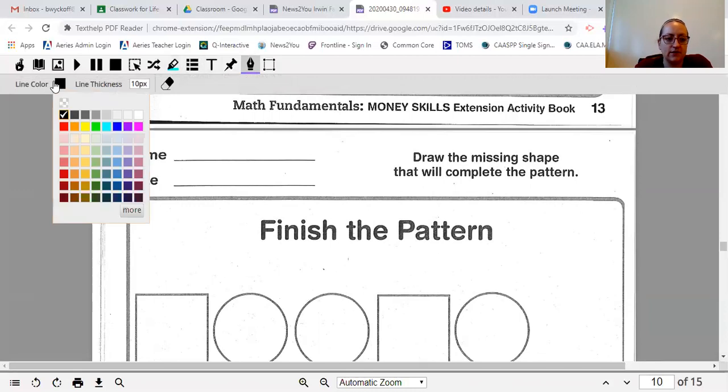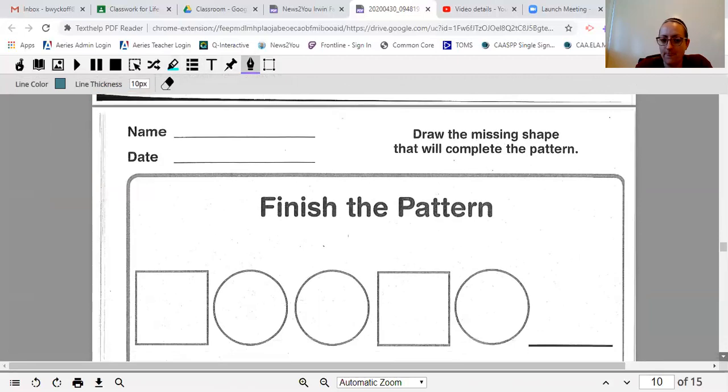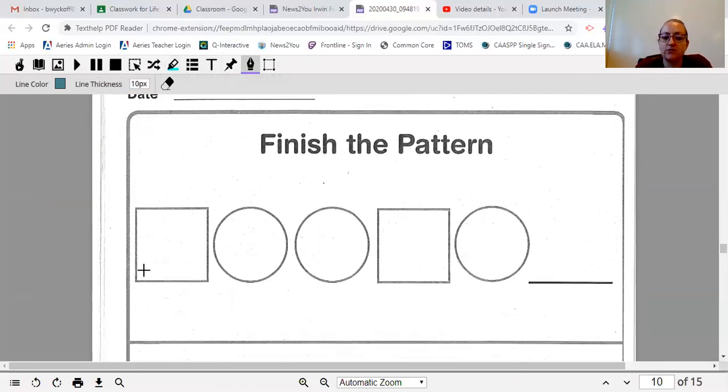So now what we need to do is draw the missing shape that will complete the pattern. So let's find a good color. Okay. So we see that this pattern starts with a square. So I know when we hit the next square, our pattern is repeating. So I'm going to draw a line there to show that it stops. So we have a square, circle, circle. So our next pattern is going to be a square, circle. We go, okay, what came after my first circle? And you look, and you see it was a second circle.